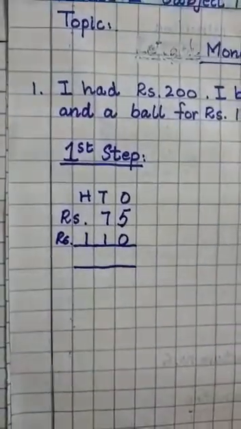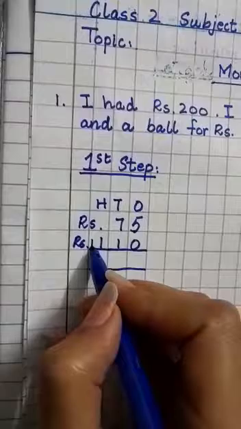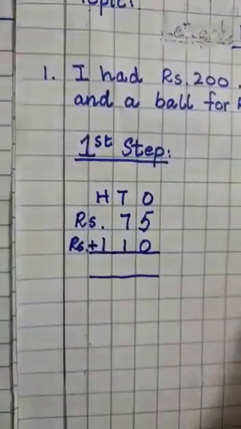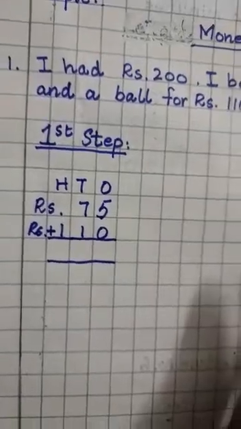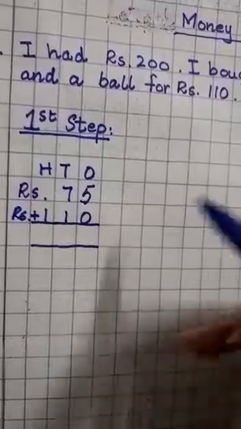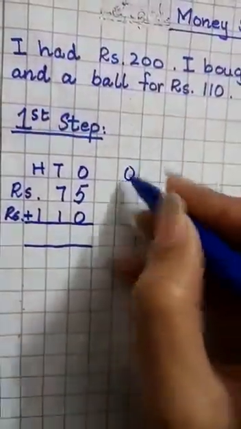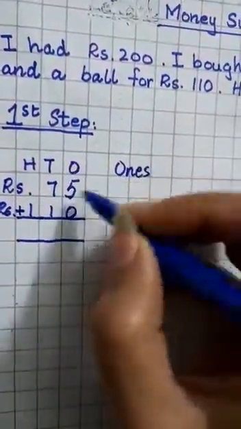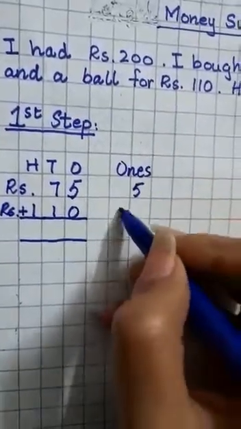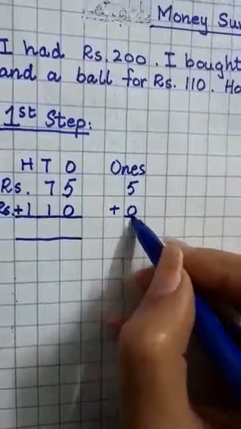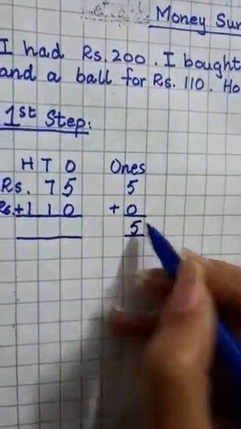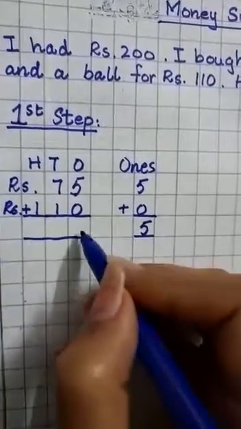So for addition, which sign we put? Plus sign, like this. Okay, so our first step is to separate the ones. Leave one block, heading 1 is 5 plus 0. So 5 plus 0, 5. Now write this 5 under 1. How?